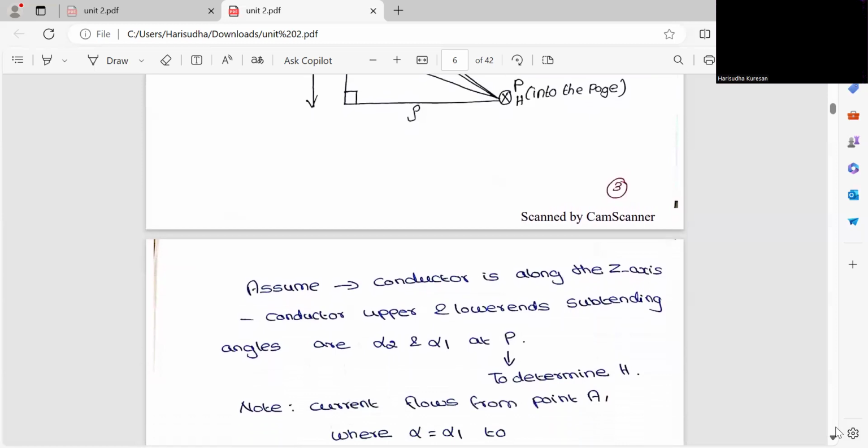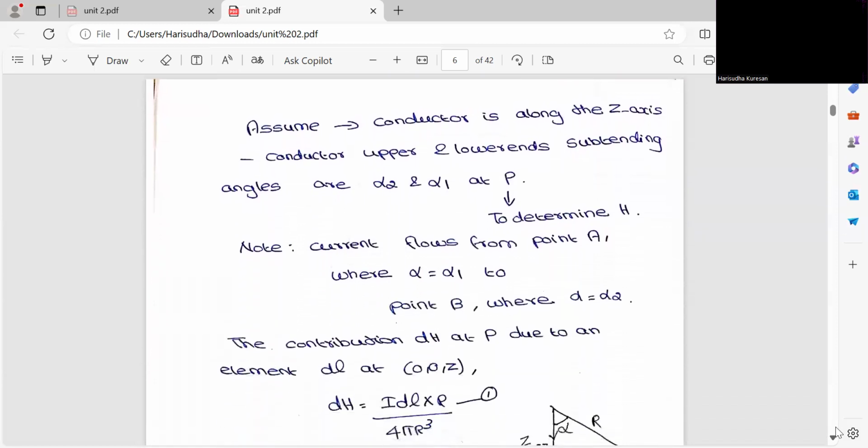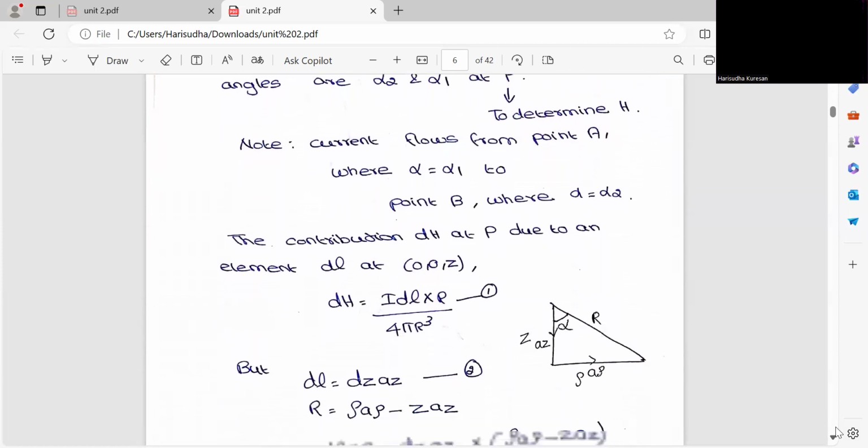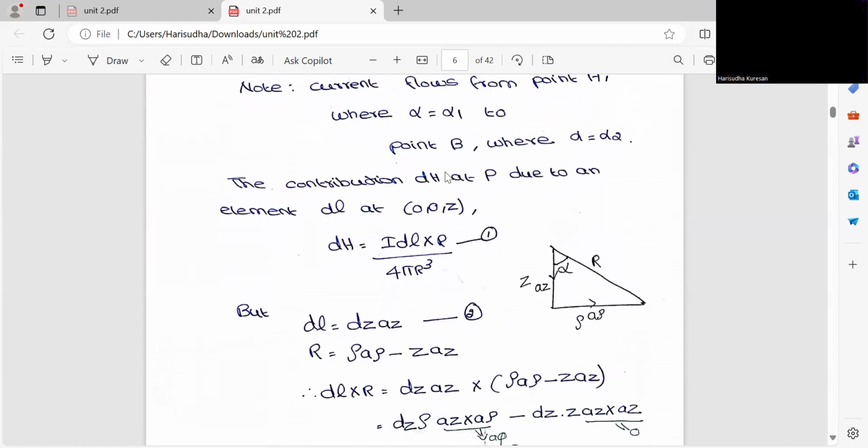Assume the conductor is along the z-axis, as I have said, and the lower and upper ends subtend angles alpha 2 and alpha 1 at the point P. Now we need to find the contribution dH at the point P due to an element dl at (0, 0, z). How does this (0, 0, z) come? Because your long straight current carrying filamentary line is along the z-axis, and it is nowhere related to the x or the y axis. That's why we have put the x, y, z coordinates this way.